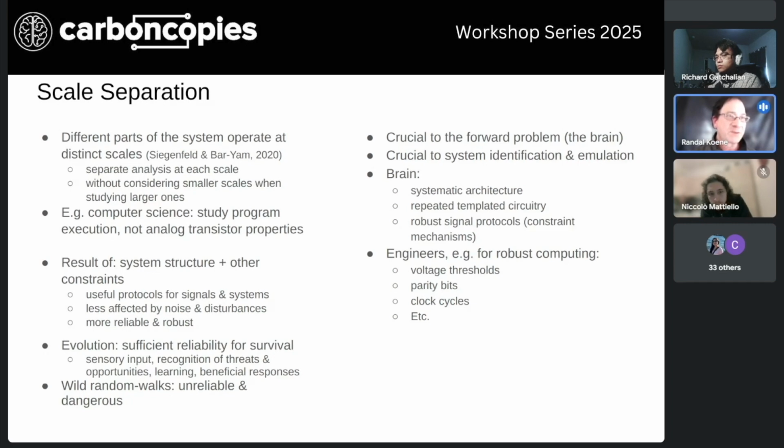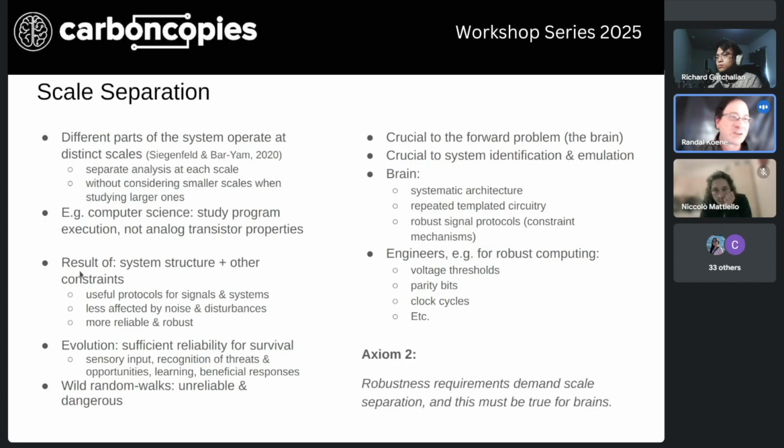While the brain is a result of evolutionary pressures, engineers designing robust and reliable computing must also impose scale separation when working with naturally analog components and having to operate in a variable environment. For instance, they do this by specifying voltage thresholds, including parity bits, imposing clock cycles, and much more. So for this, I'm putting down Axiom 2. Robustness requirements demand scale separation, and this must be true for brains.